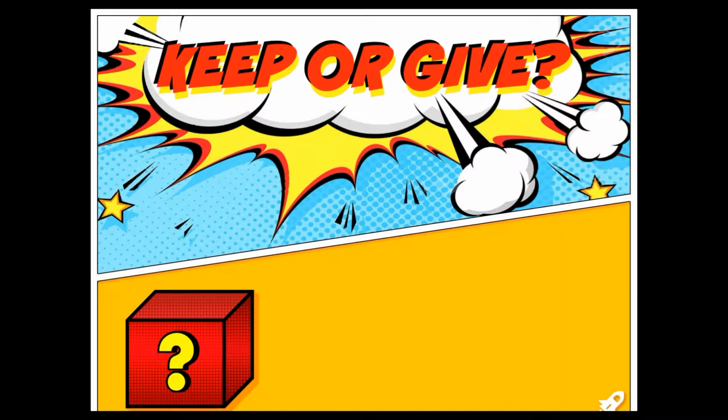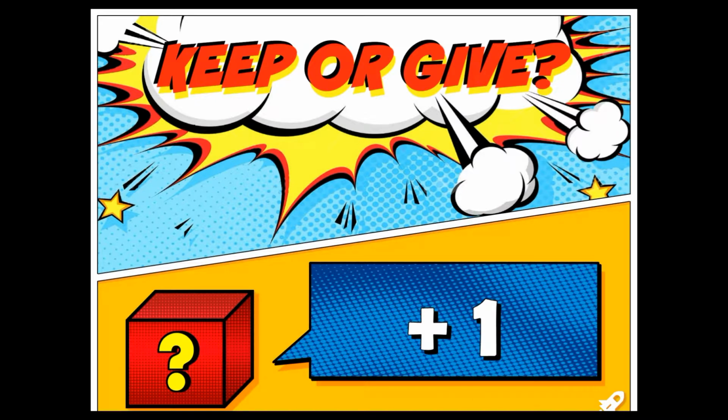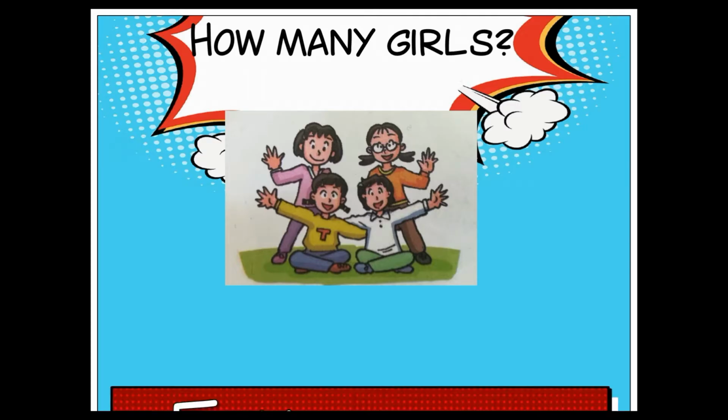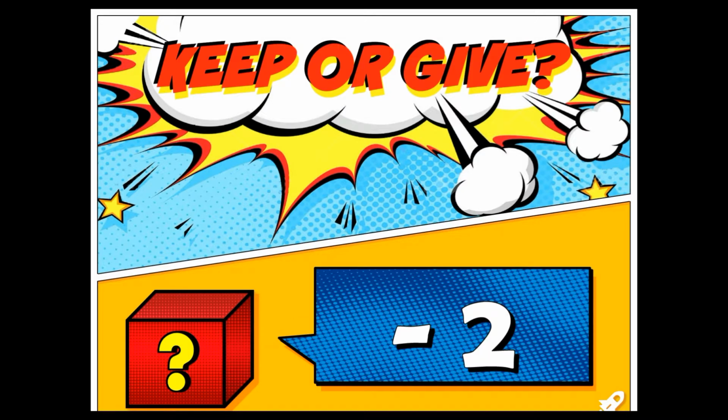Now, inside the box, you don't know if it's good or bad. And the caveat here is the students have to choose whether they want to keep and open the box or give it to another team. This time here, for example, it's plus points, but on a different question, it could be minus points. They never know. To go back to the main screen, click on the rocket in the bottom right-hand corner.